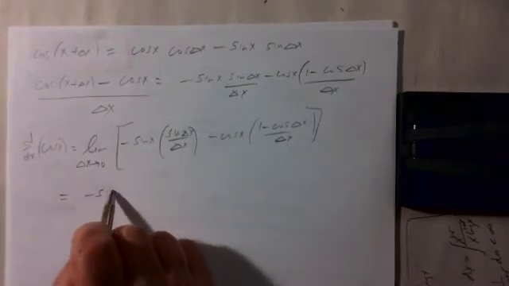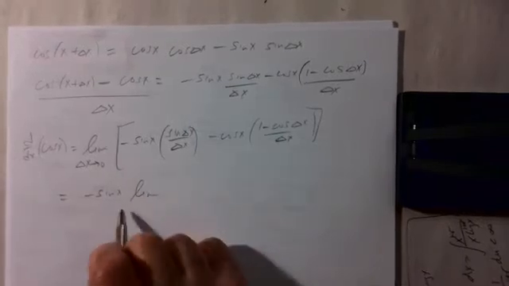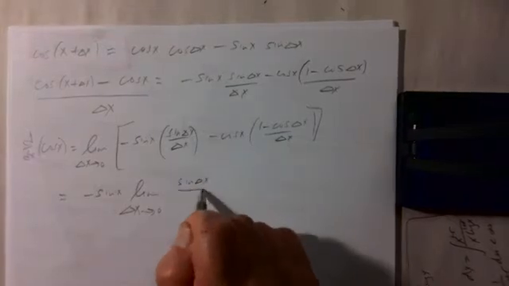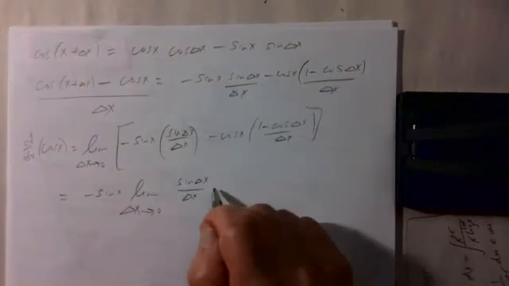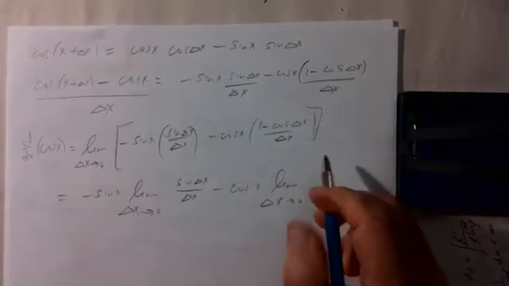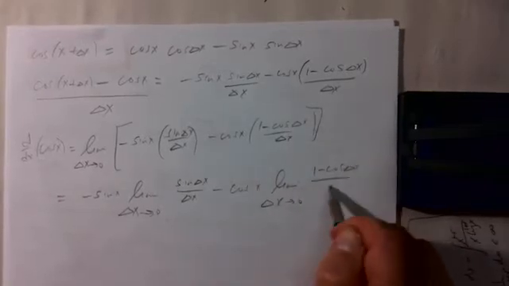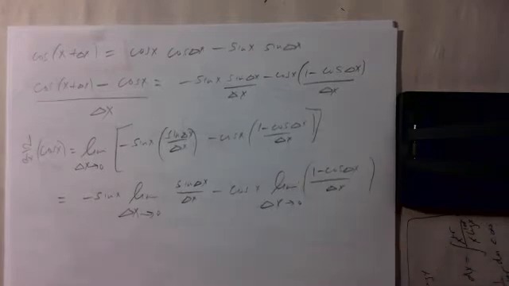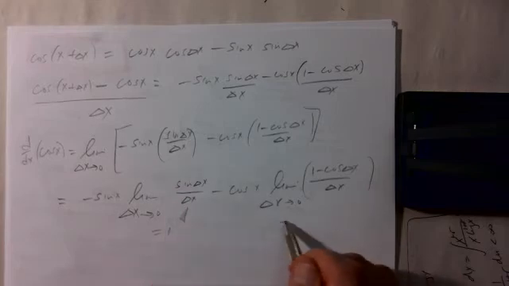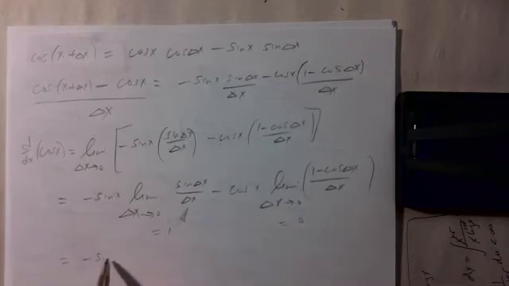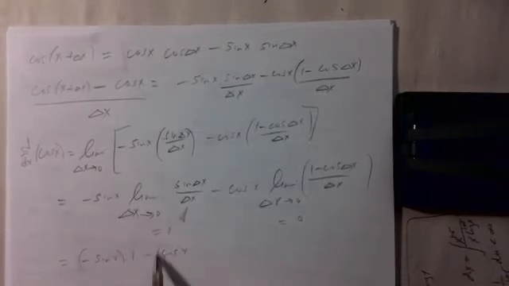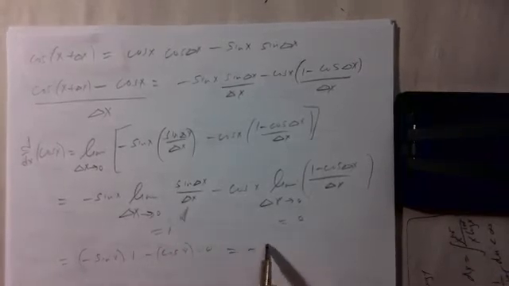So this is minus sine x times the limit as delta x goes to 0 of the sine of delta x over delta x, minus the cosine of x times the limit as delta x goes to 0 of 1 minus cosine of delta x over delta x. This limit is 1 and this limit is 0. So we get minus sine x times 1 minus cosine x times 0, which is minus the sine of x.